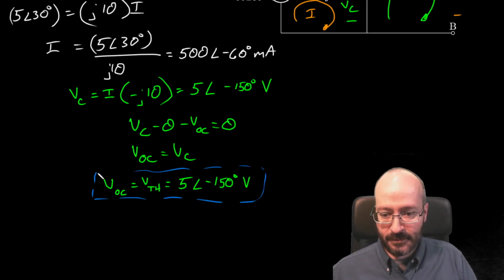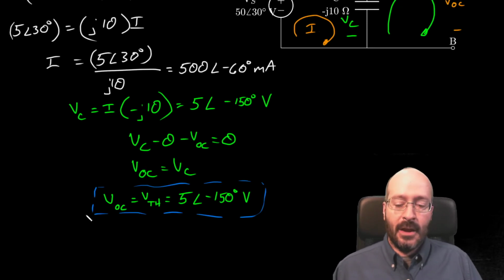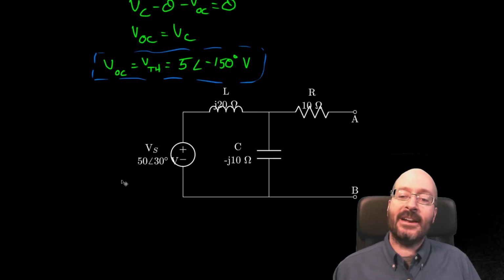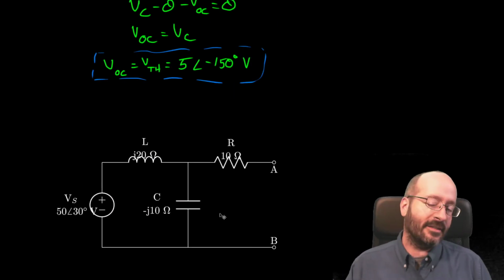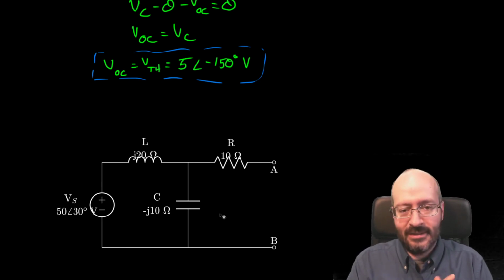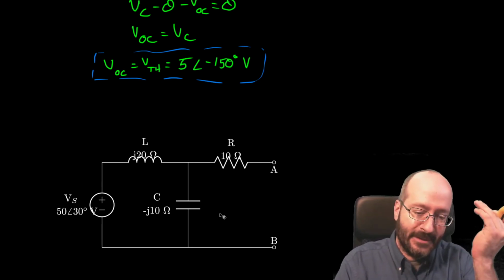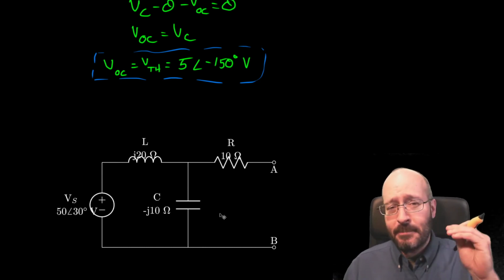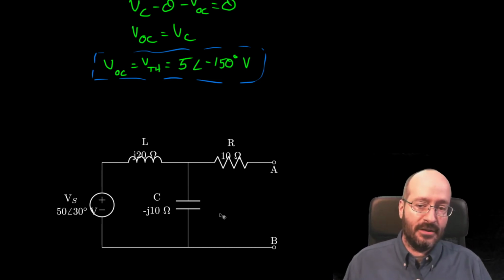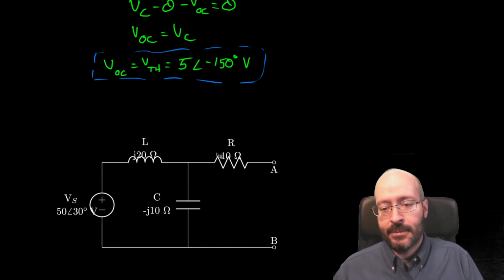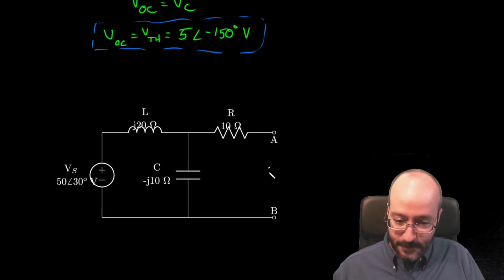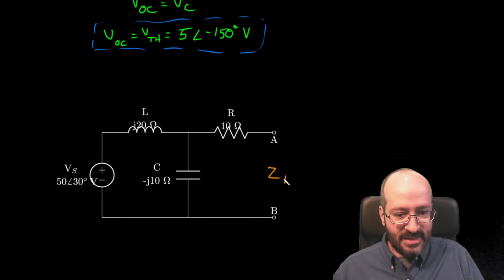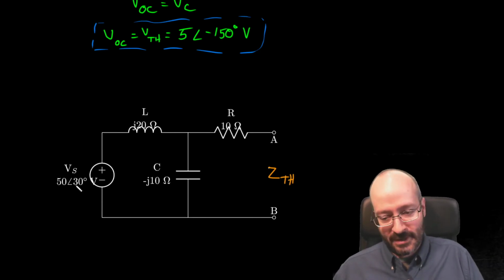That's our first intermediate result. The next thing we need to do is find the Thevenin resistance, but it's not a Thevenin resistance anymore. Guess what it is? It's an impedance. So we're going to find the Thevenin impedance, and that impedance is going to be in series with the Thevenin voltage supply that we just found. So we play the same games. We're looking for Z Thevenin, since it's an impedance.